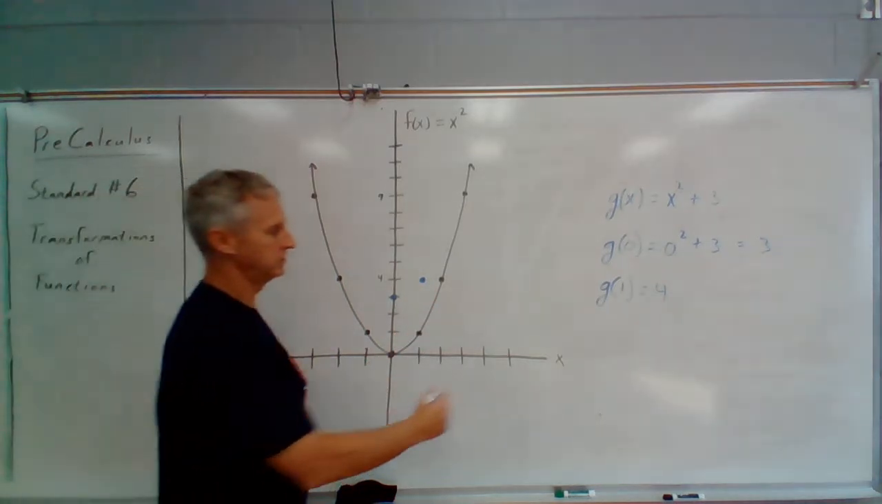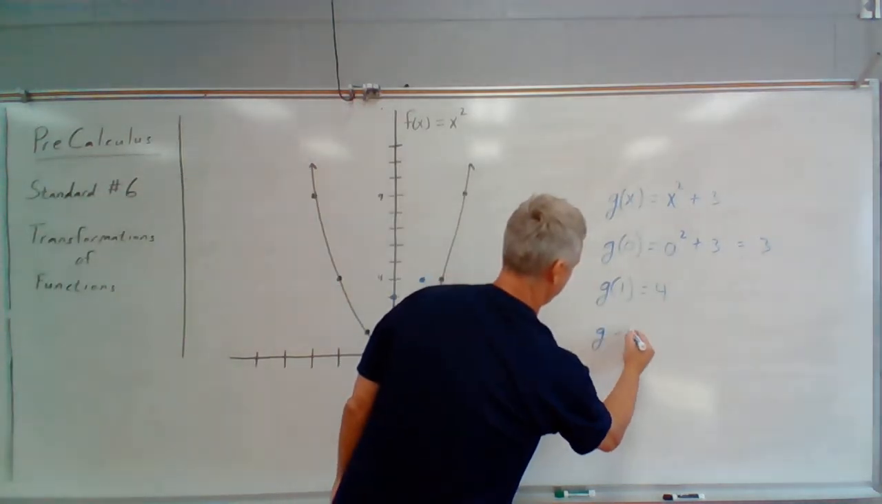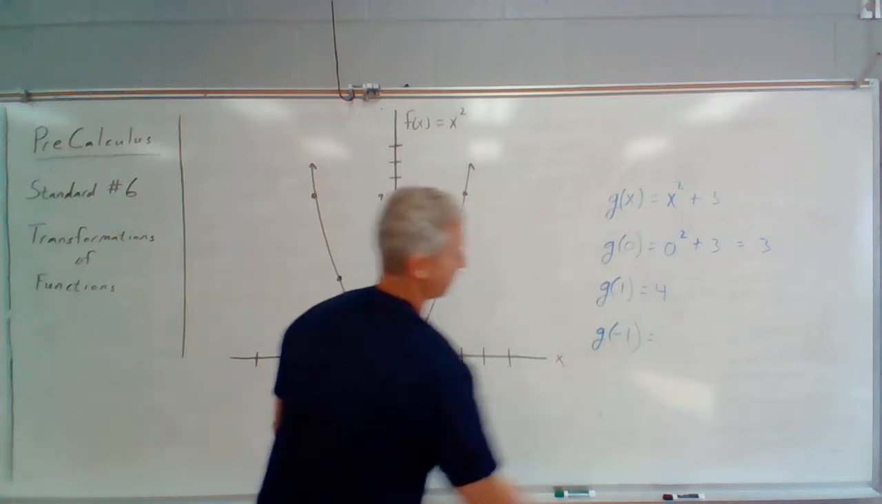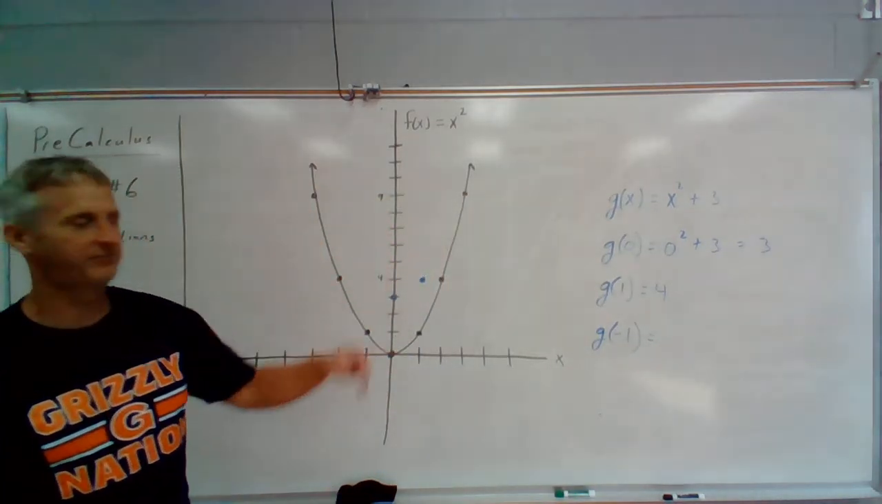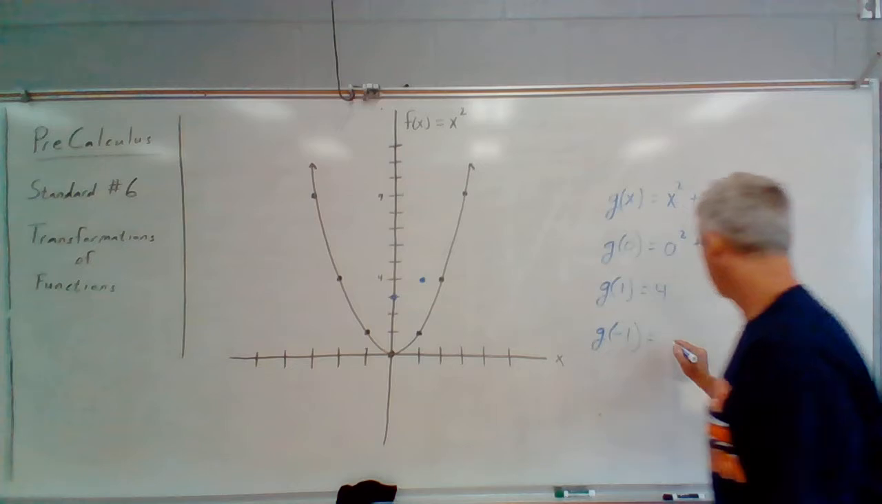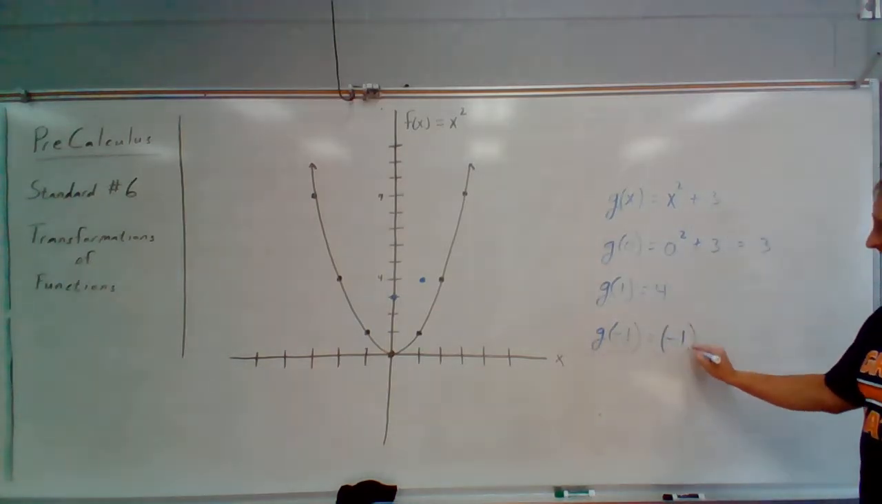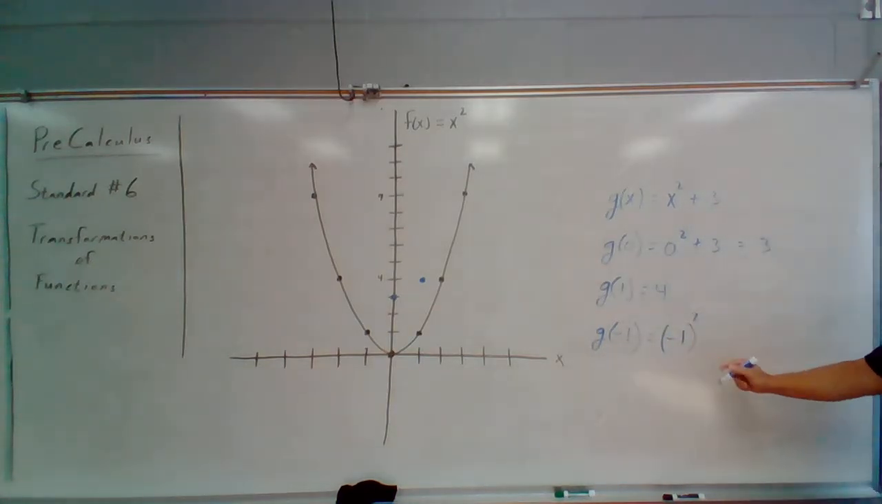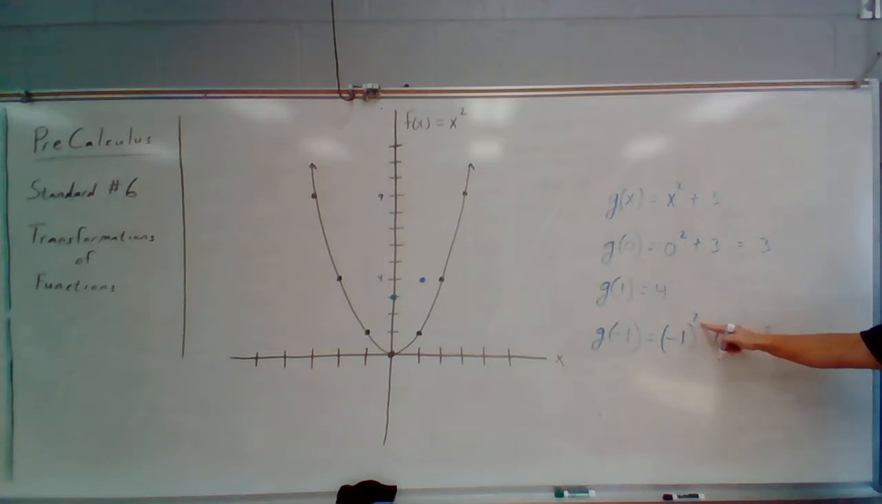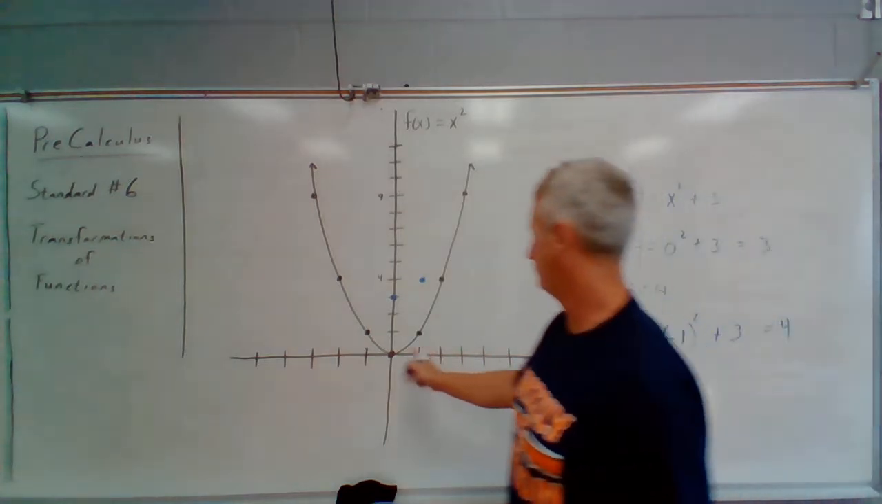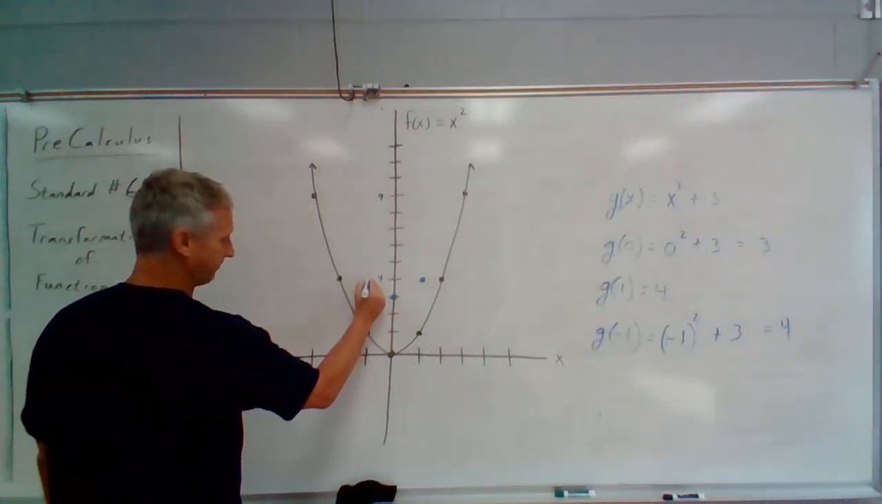Let's do g of negative 1. If I plug in negative 1 to this function, I'll get negative 1 squared. Make sure you remember the parentheses. Plus 3. Negative 1 squared is 1, 1 plus 3 is 4. So g of negative 1 would be 4.